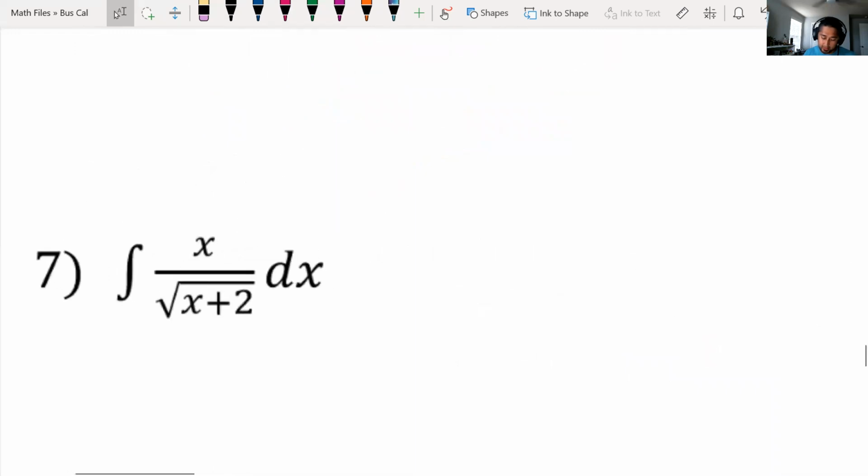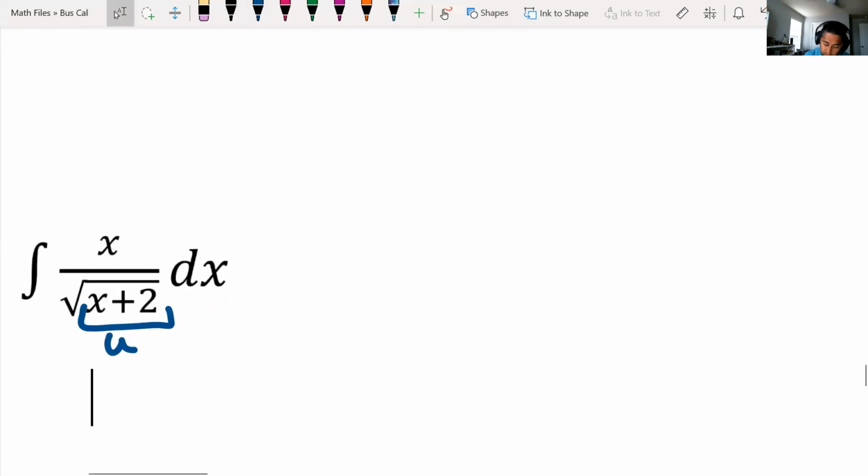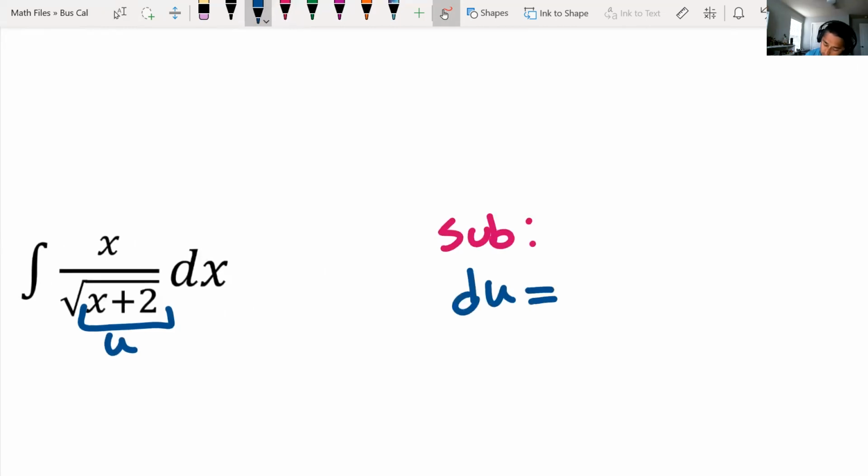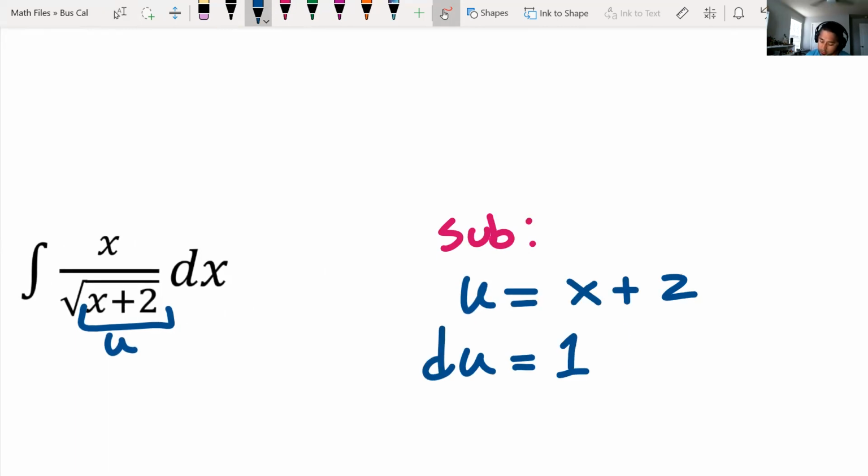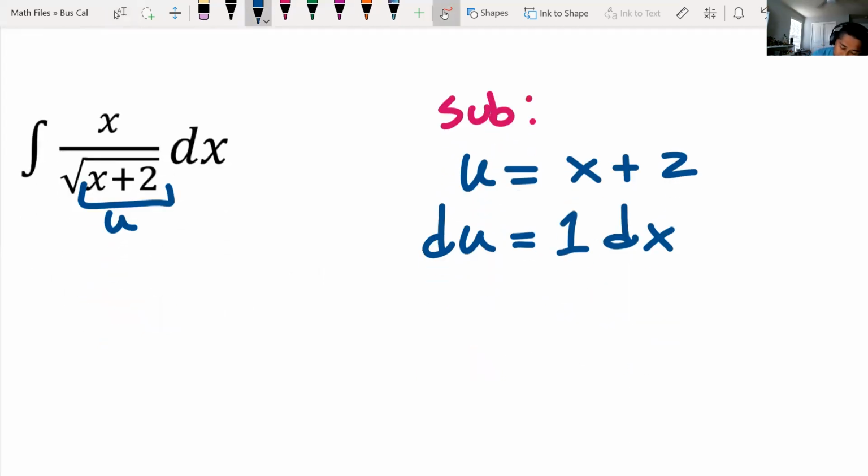All right, 7. Integral of x over the square root of x plus 2. And of course, x plus 2 looks more complicated. So for our sub, we get u equal to x plus 2. du will equal 1 dx. Okay. Now, let's look at our integral.